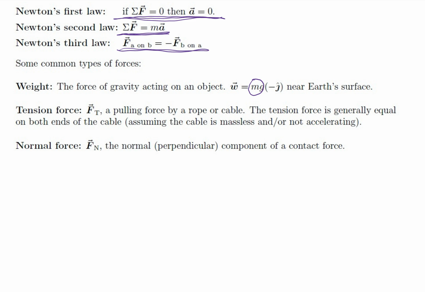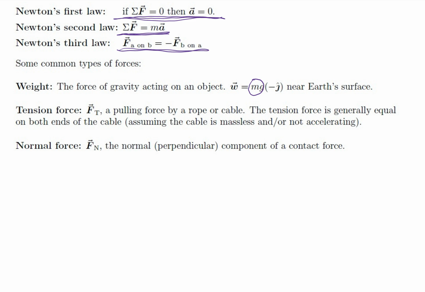Two other types of forces that we'll commonly see are the tension force. If you have a rope or a wire or anything that can pull on something, the force that it pulls with we call tension. And generally, for a given rope, the tension in the rope can be completely variable depending on what's hanging from it, how much you're pulling on it.